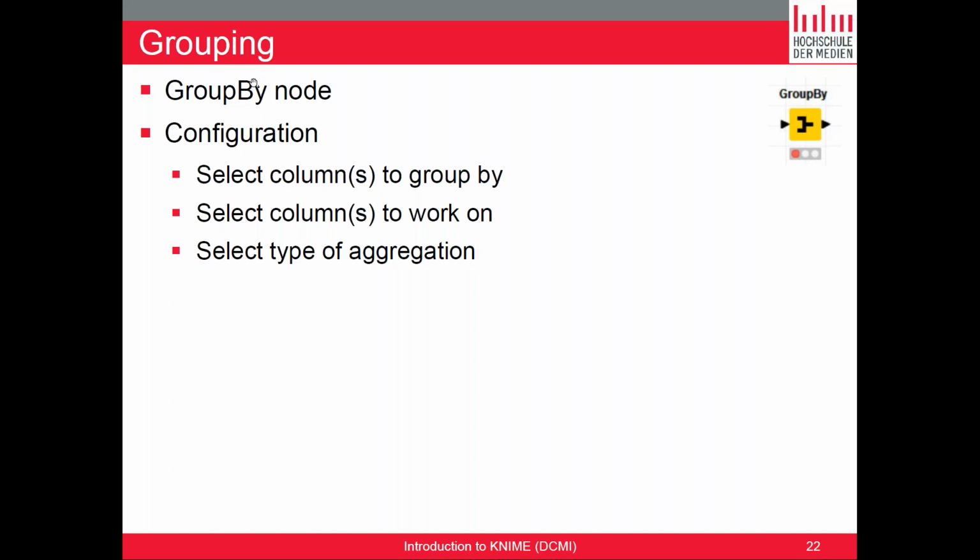First, it is telling the group by node what data column or what data columns should be used to group the information by. The next step is to tell the node what columns these groups should be worked on. So what part of the information do we want to analyze or do something else with it? And finally, we tell the node what to do.